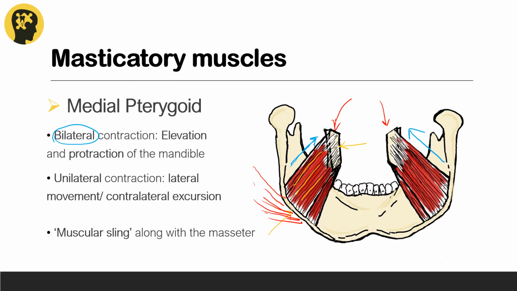Now, if only the medial pterygoid on the left side were to contract, for example, it would result in a medial movement of the left condyle. So this would result in the mandible moving to the right side. So unilateral contraction of the medial pterygoid moves the mandible to the contralateral side, or in this case to the right side.